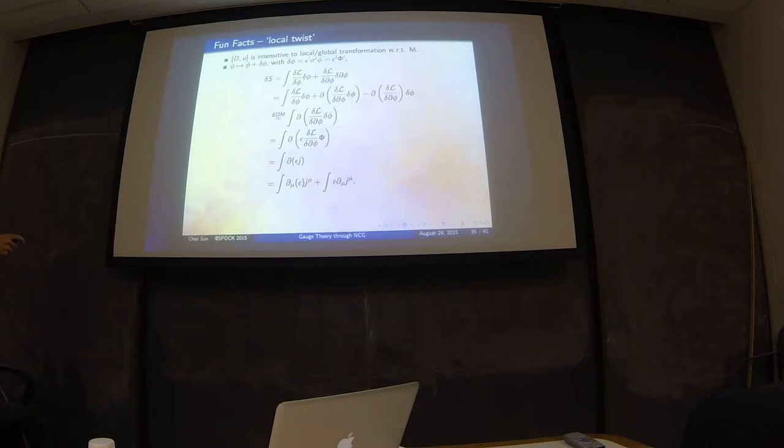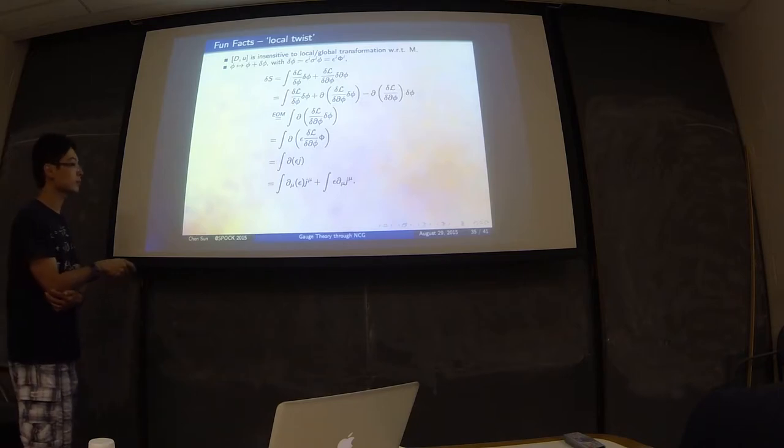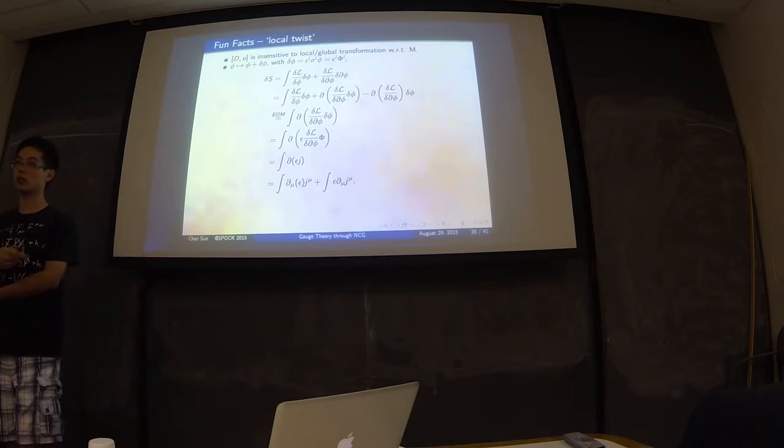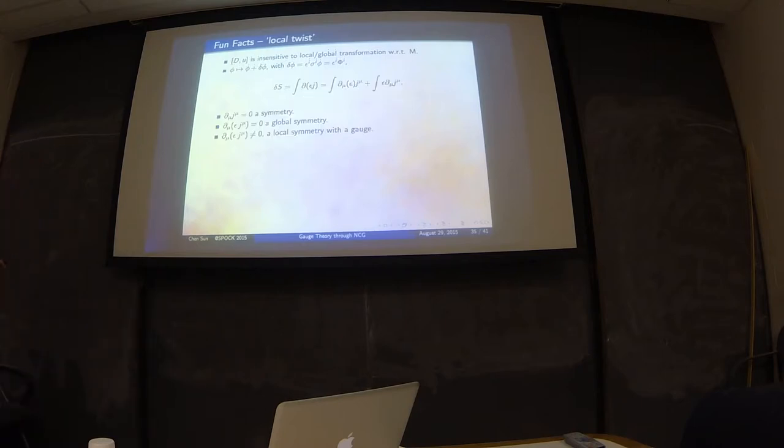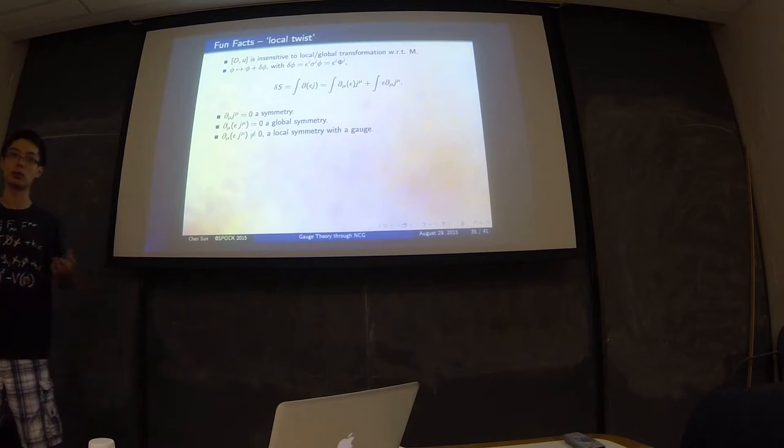So when we calculate the action, this is elementary, we have something like this. J is the Noether current, and epsilon is the parameter. So we see there's a symmetry when this Noether current is conserved. And actually, what we mean is that this term equals zero. When this term equals zero, we have a global symmetry. And when this term is not equal to zero, we have a local symmetry, but we need a gauge field to absorb this derivative term.